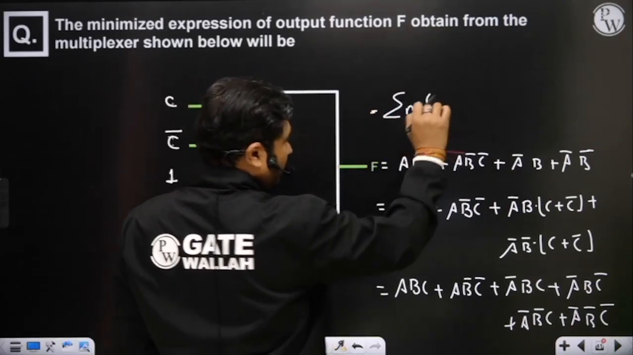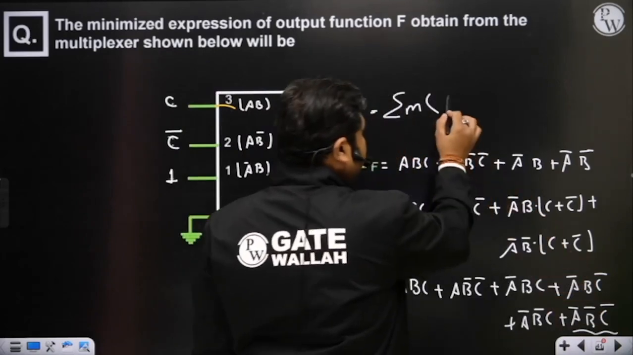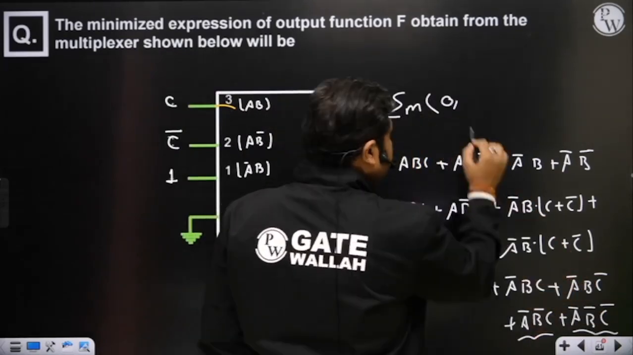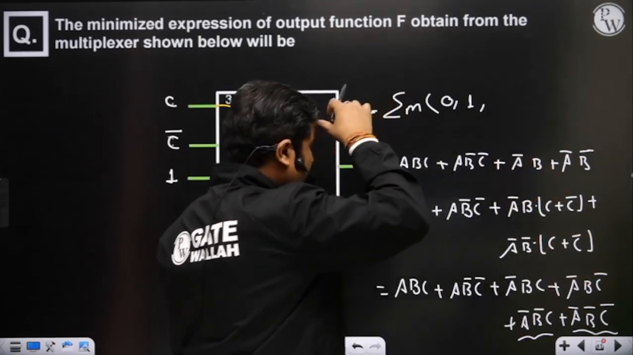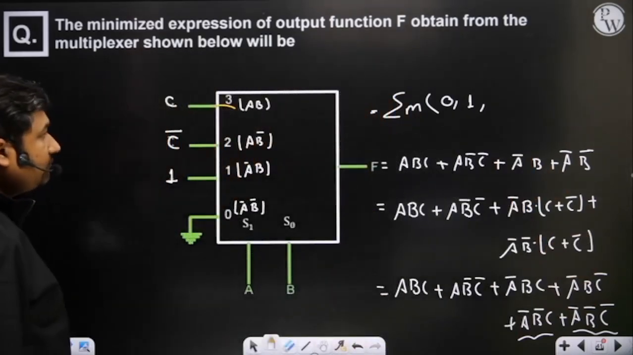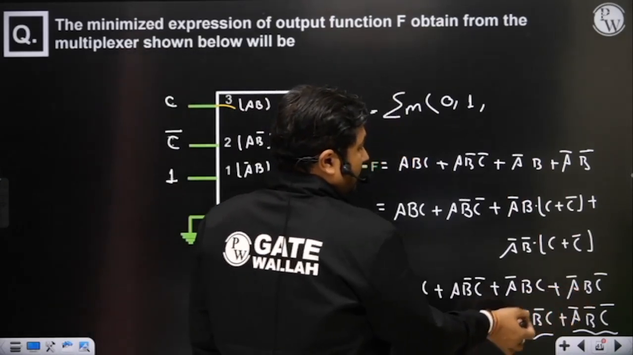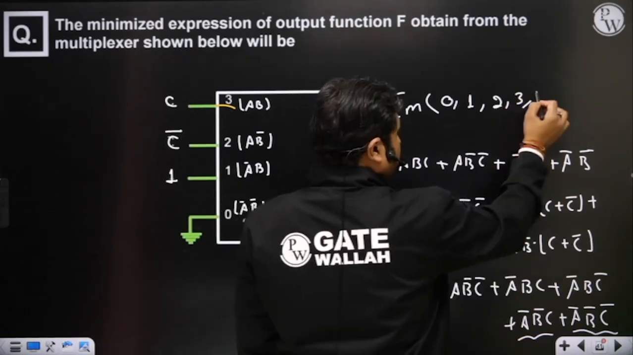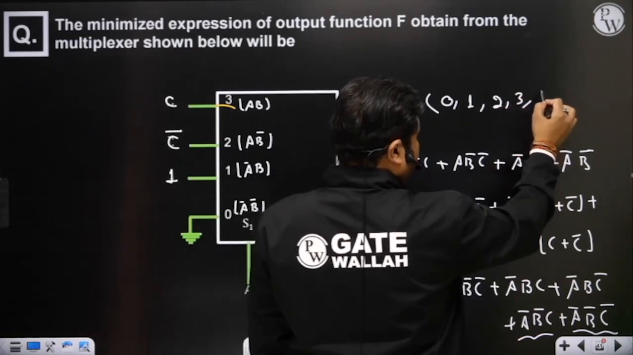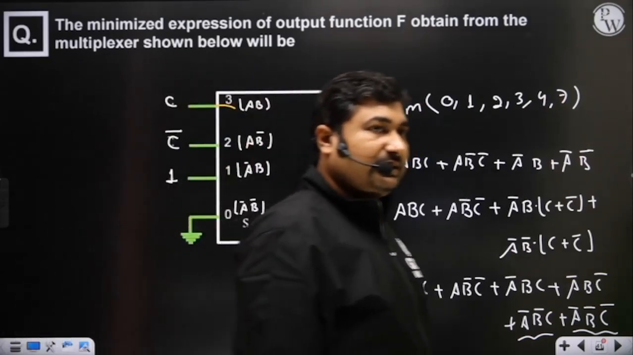So what function is going to be implemented? Summation of m. Sir, please observe, A bar B bar C bar is representing 0, A bar B bar C is representing 1, A bar B C bar is representing 2, 3, 4, 7. So the function implemented will be this one.